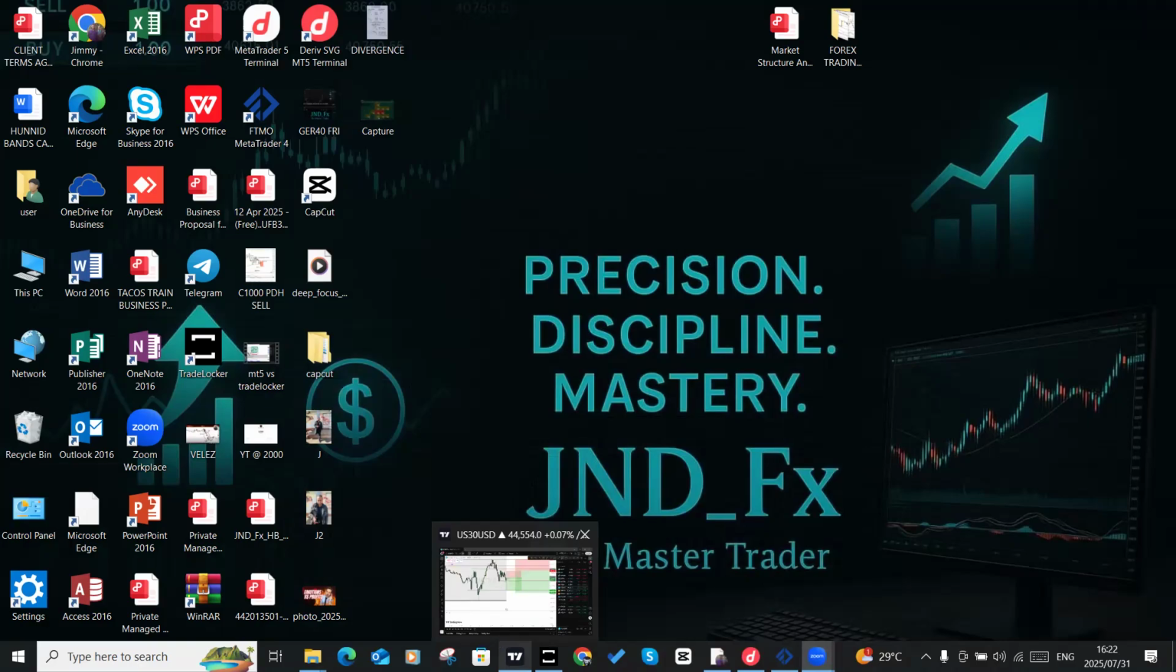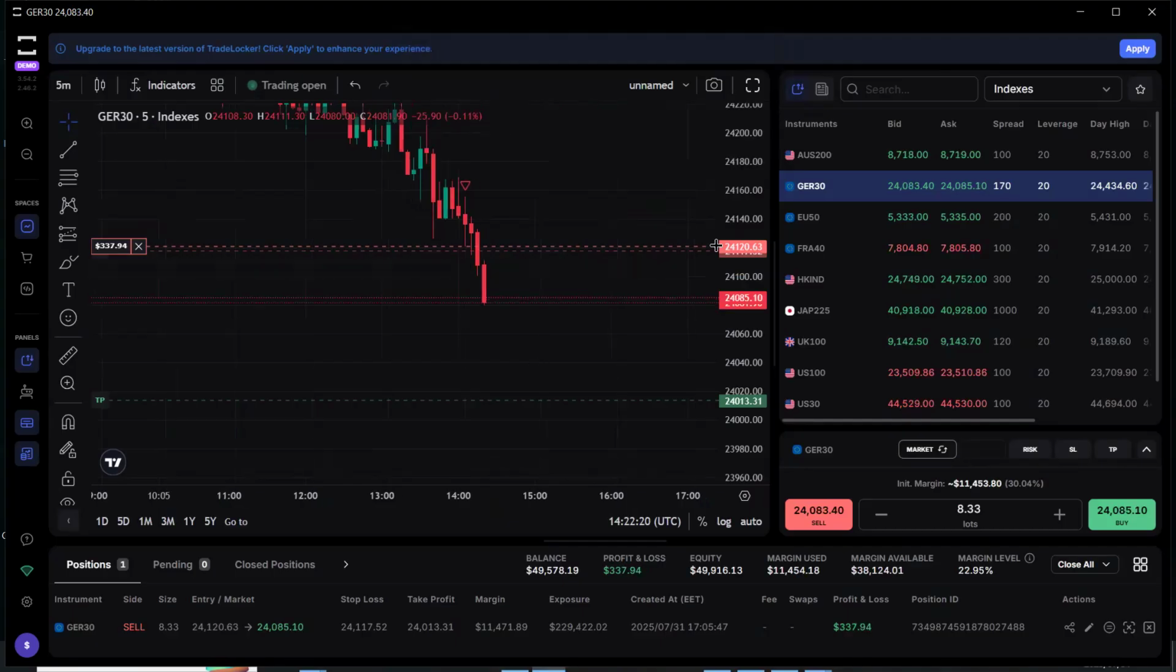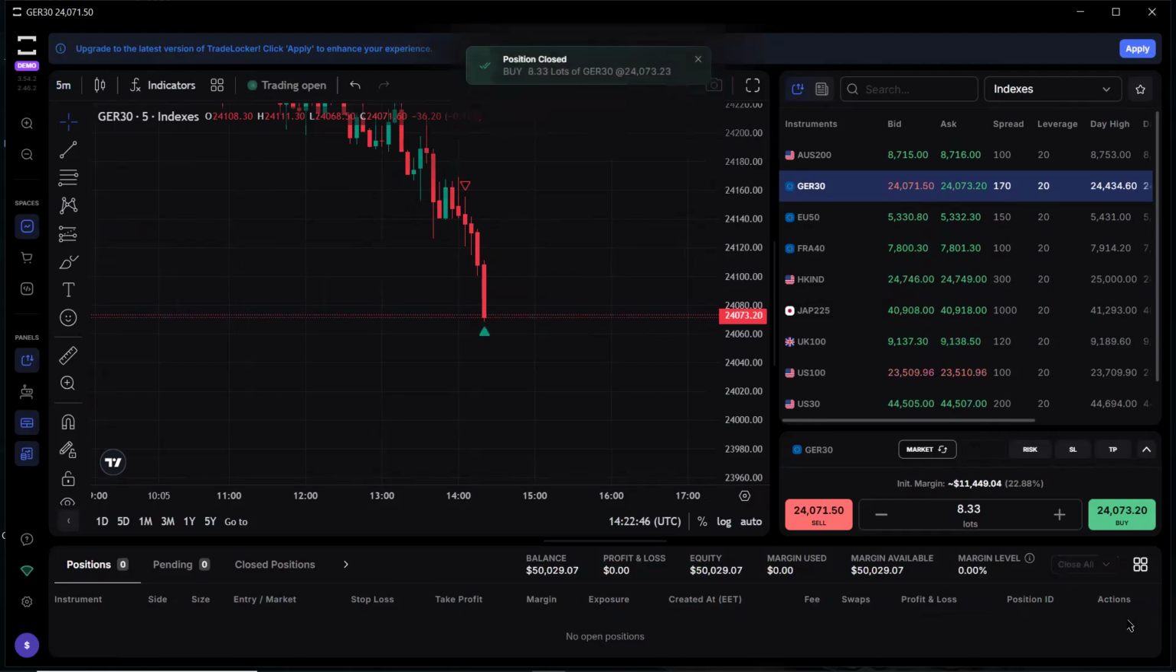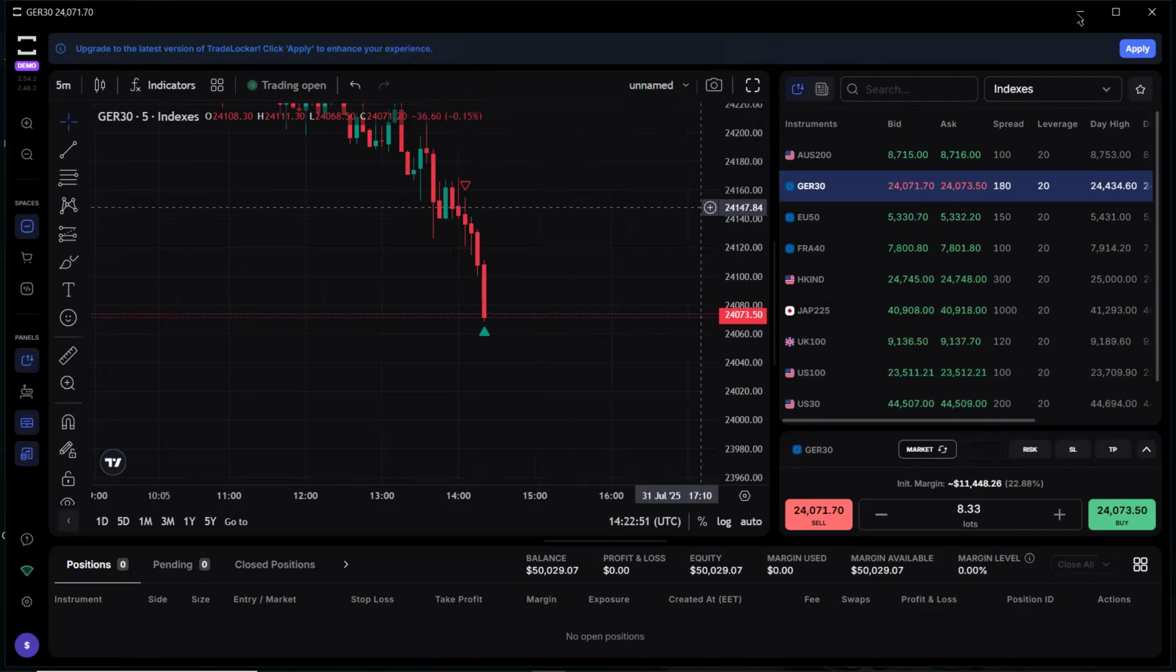Let's see if German 40 took us out. Okay, not yet. We are 70 bucks away from breaking even. Okay, we are on break even. I'm going to take that 1%, or that almost 1%, and I'm going to call it a day. Account has been recovered.